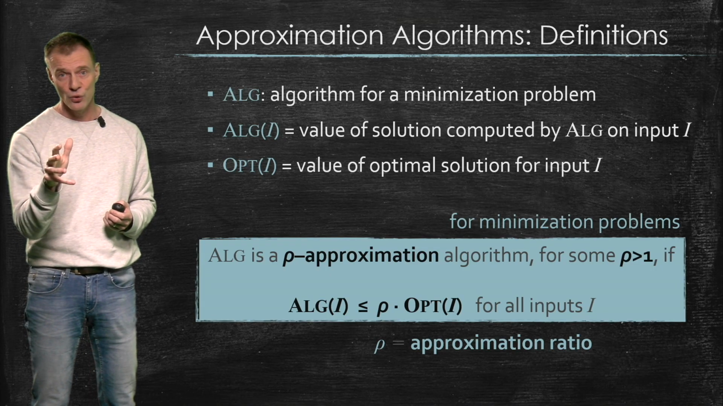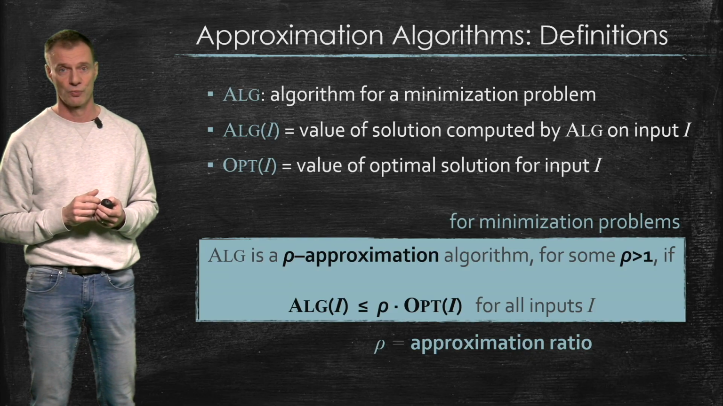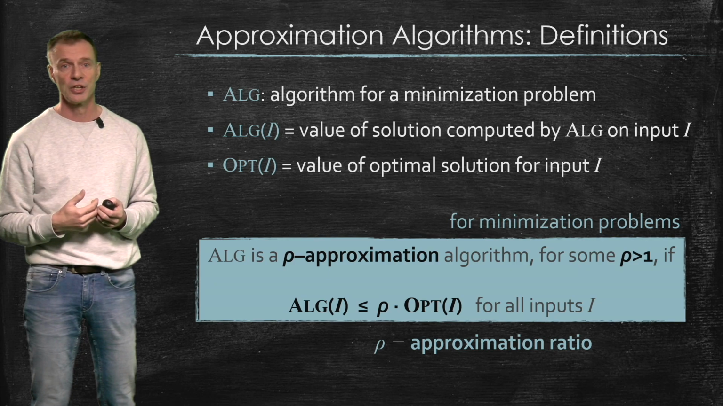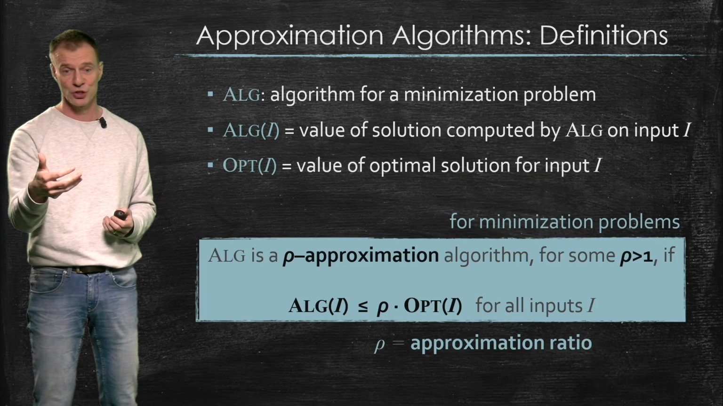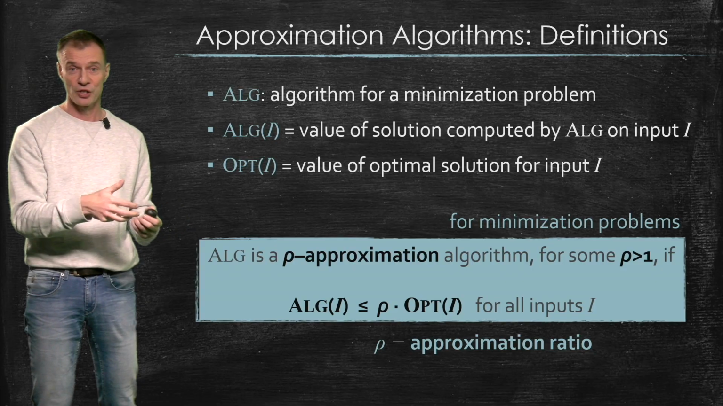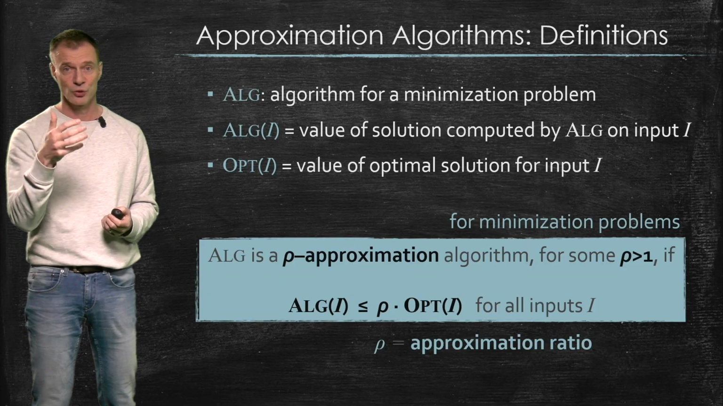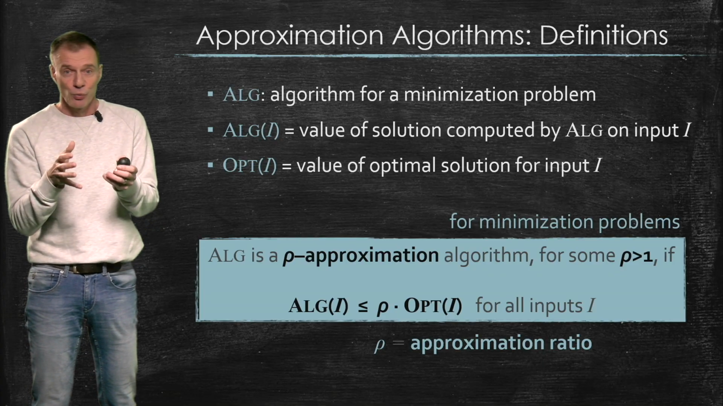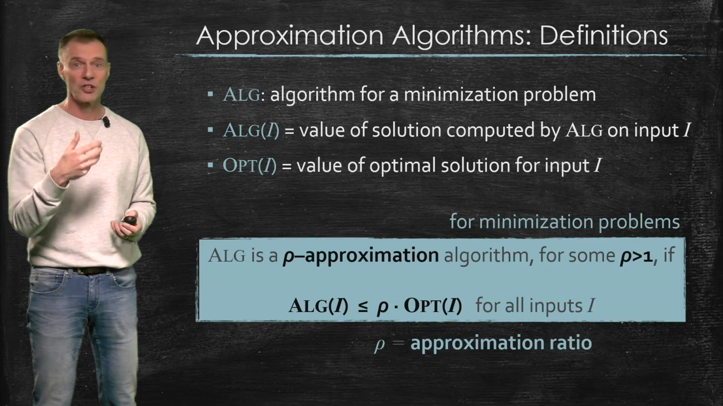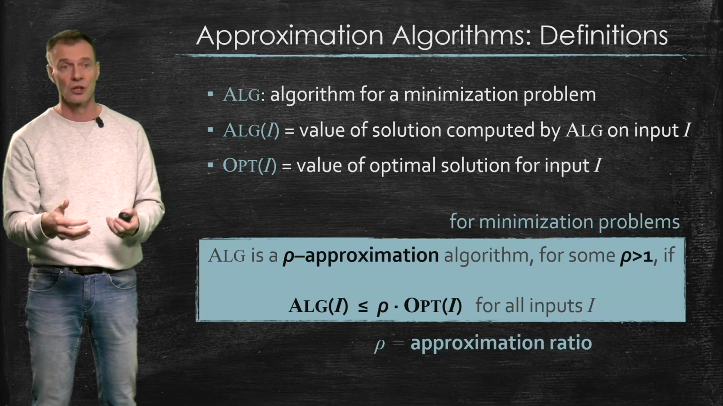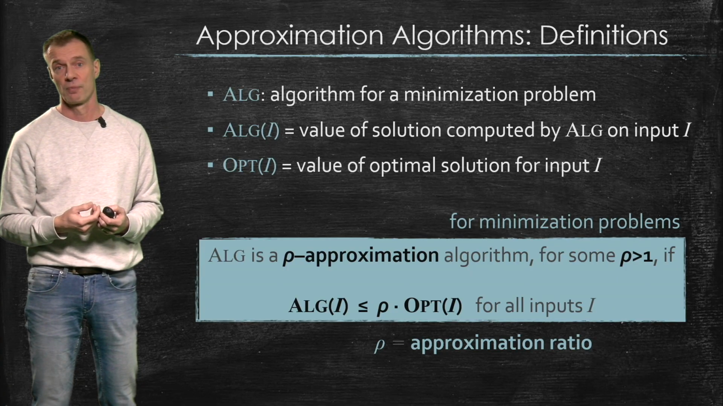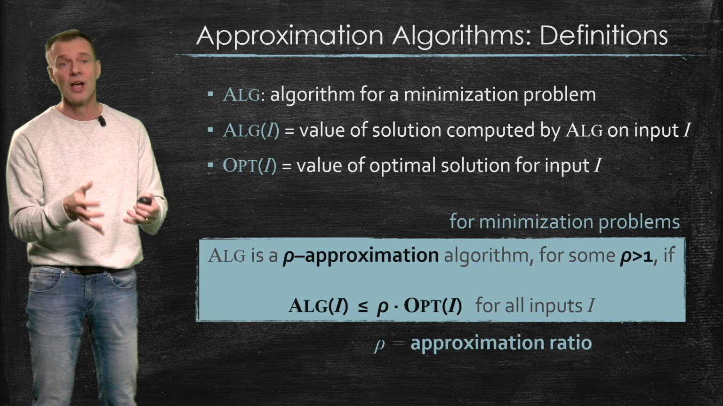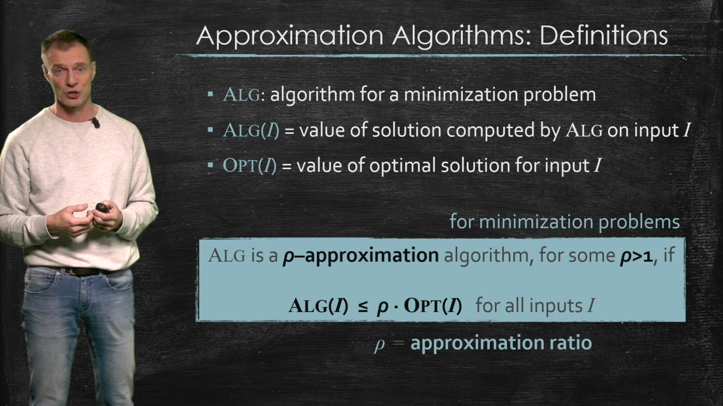Okay, and this value rho is called the approximation ratio. Obviously, the approximation ratio for a minimization problem can never be smaller than 1, because it's impossible to compute a solution whose cost is smaller than the minimum possible cost. So this rho is at least 1, and if it were exactly equal to 1, you would always get the optimal solution. So for approximation, this rho would be bigger than 1, and hopefully close to 1, and in that case, we have a very good approximation.